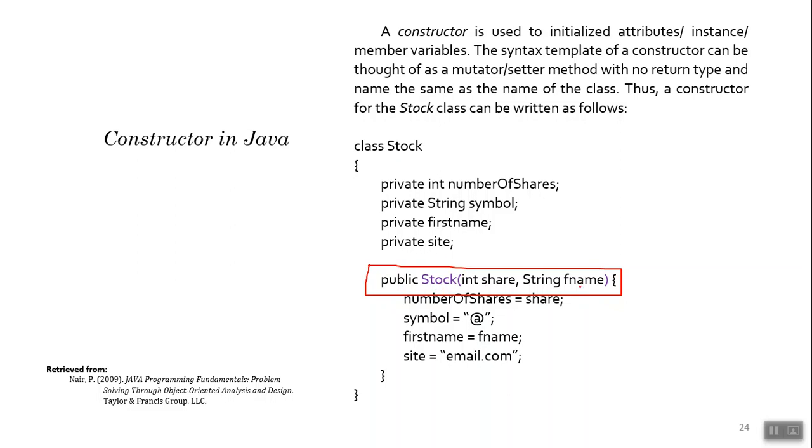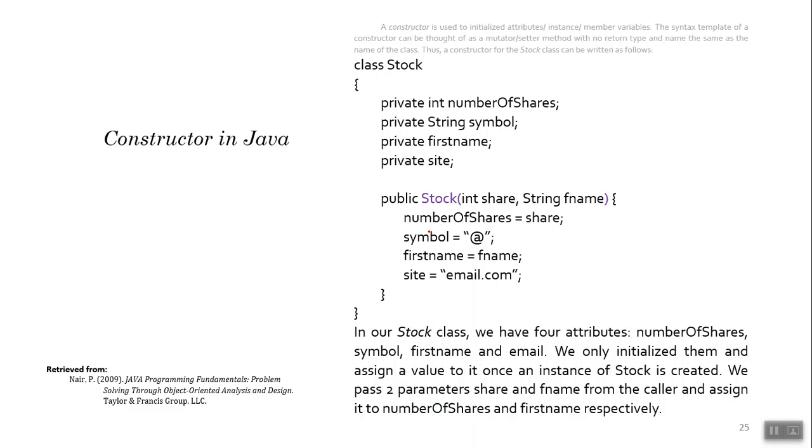In our Stock class, we have four attributes: the number of shares, symbol, first name, and email. We only initialize them and assign a value to them once an instance of Stock is created. So we pass two parameters, share and fname, from the caller and assign them to number of shares and first name respectively.